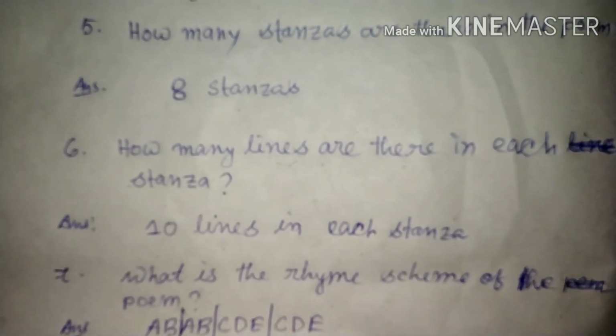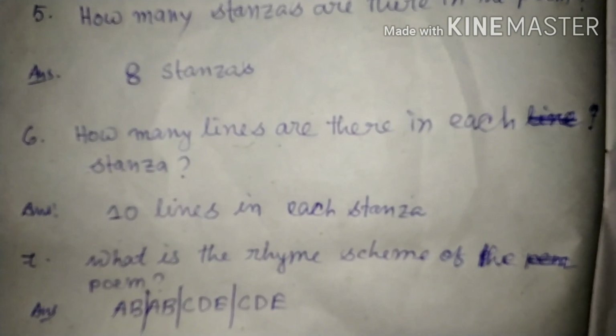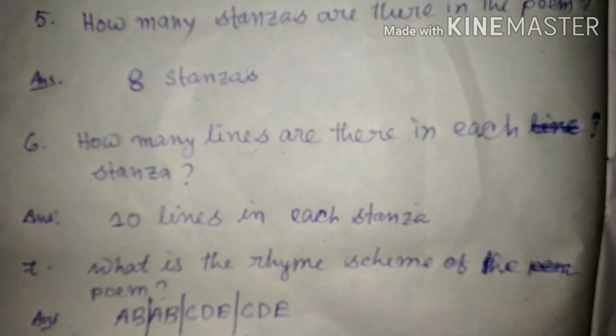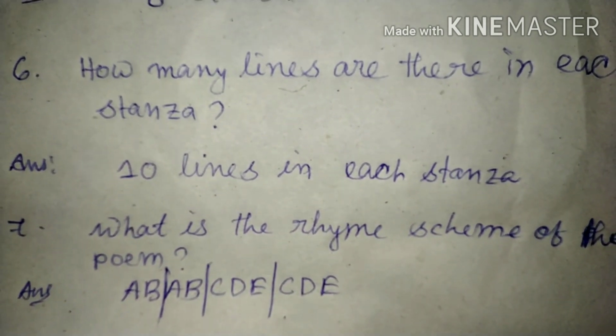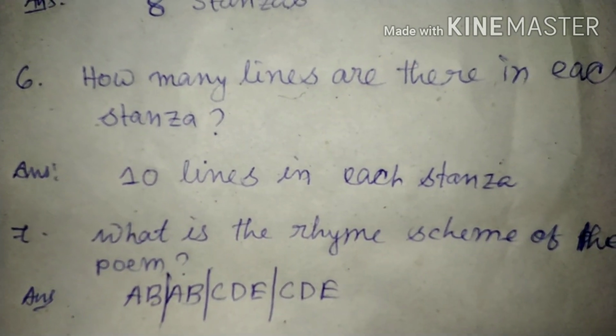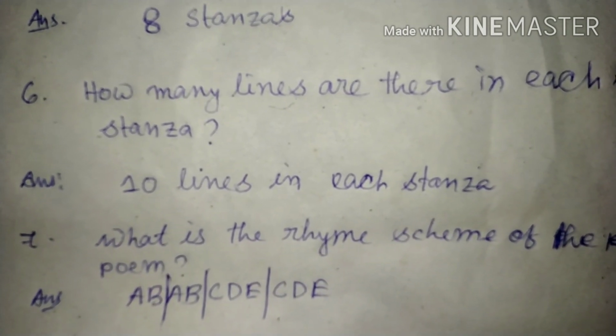And next question, what is the rhyme scheme of the poem? The rhyme scheme of the poem is AB, AB, CDE, CDE.